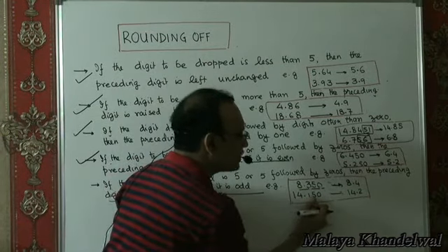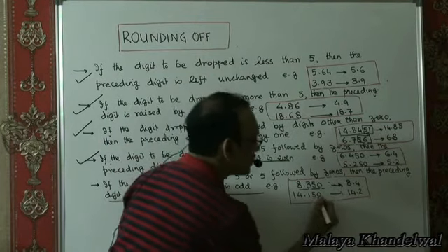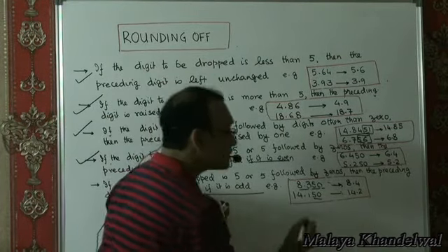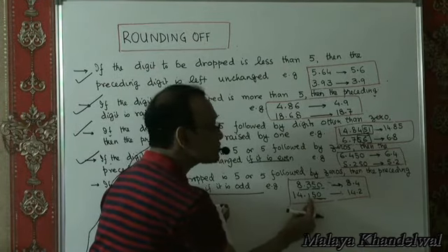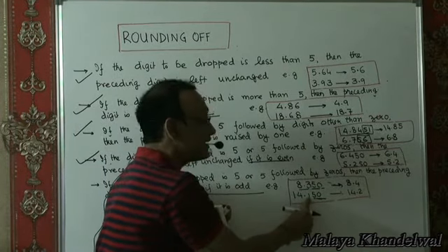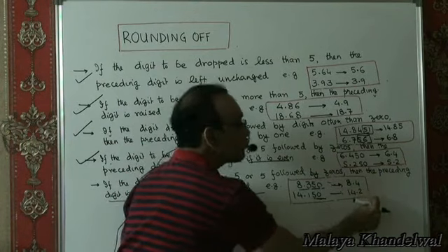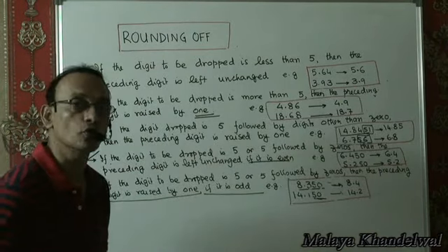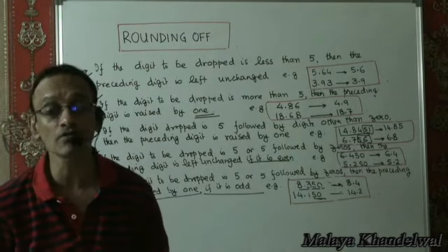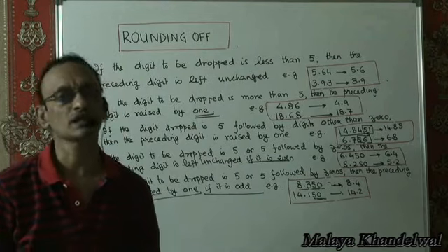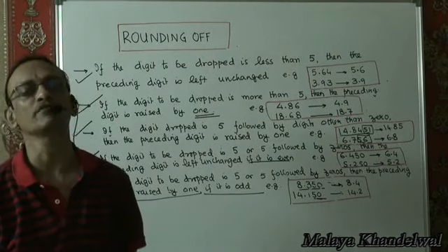Then there is 14.150. If I have to drop 5 followed by zeros, look at the digit prior to this. That's 1, which is odd. Raise it by 1. It will become 14.2. Yes or no? Right? So these are rounding off principles which you might want to take cognizance of. They will help you significantly, and it's important to have understood all of this.